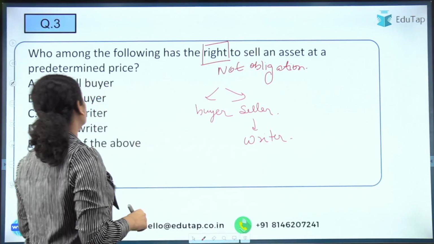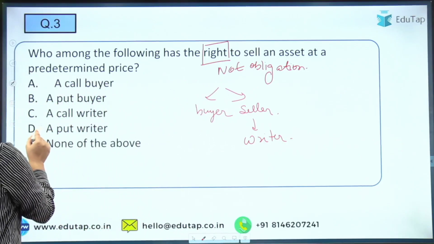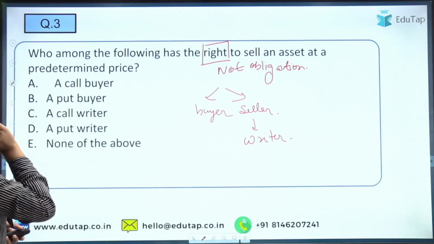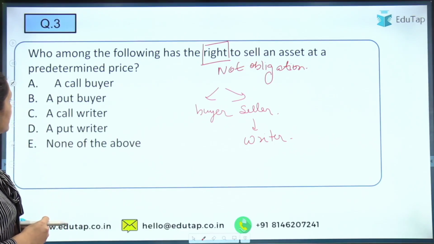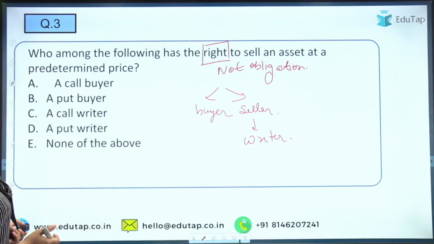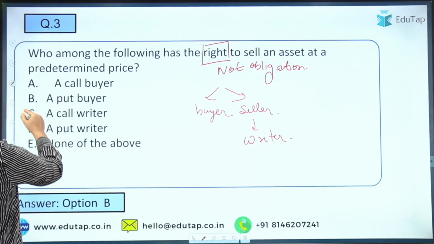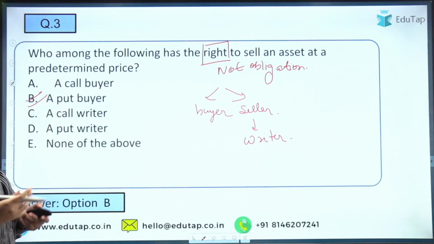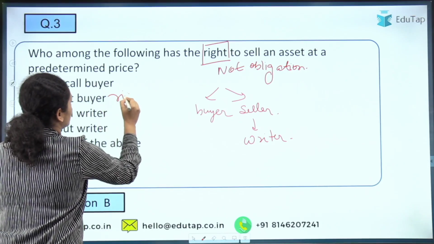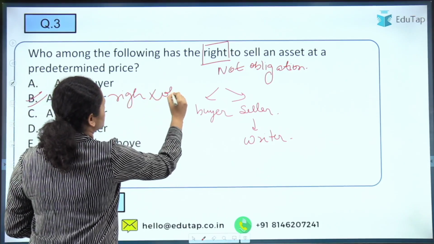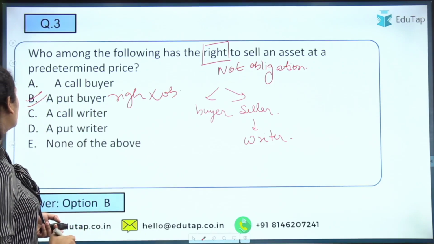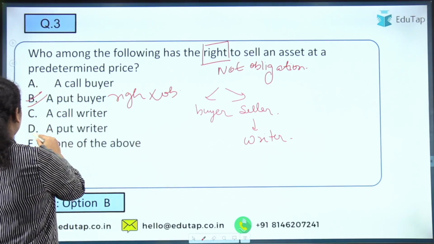Okay, so it says a call buyer, a put buyer, a call writer, a put writer, and none of the above. So the question is basically asking, who has the right to sell? The correct answer is option B, a put buyer. As I said, who is a put buyer? A person who has the right but not the obligation to sell the contract. Very simple.